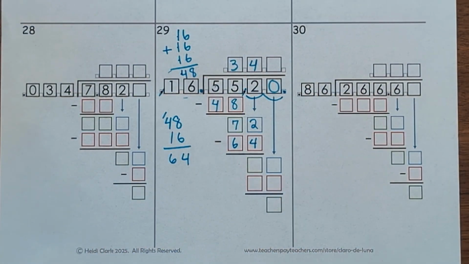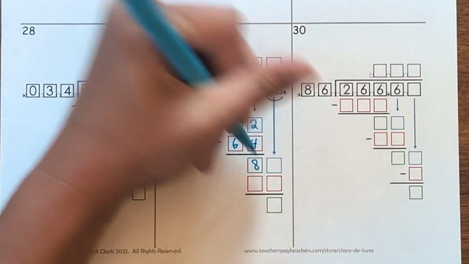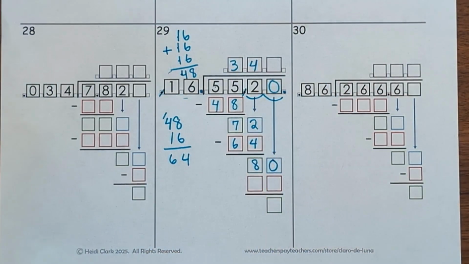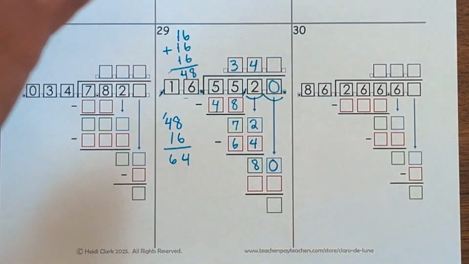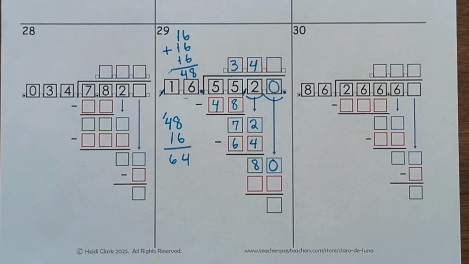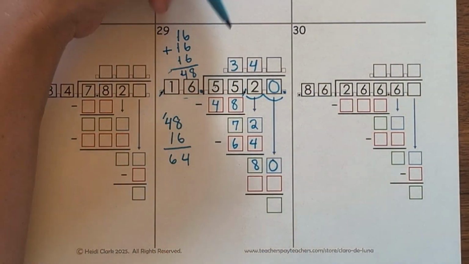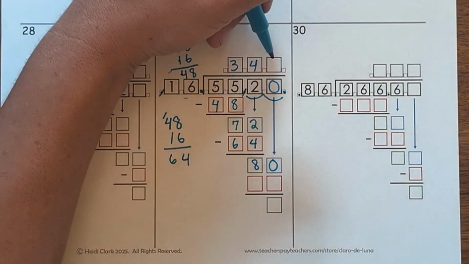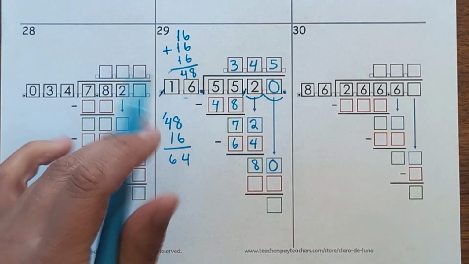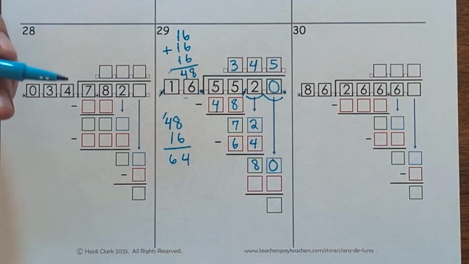Now we're going to subtract. 72 minus 64 is 8. And we're going to bring down the 0. And lastly, we're going to see how many times does 16 fit into 80. And 16 fits into 80 5 times. And you could do that by just adding 16s until you get to or close to 80.